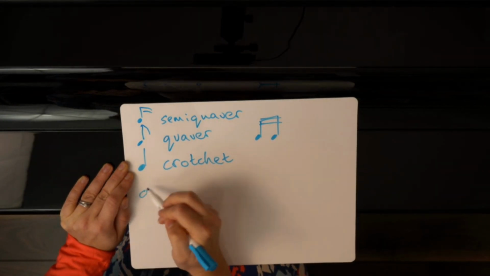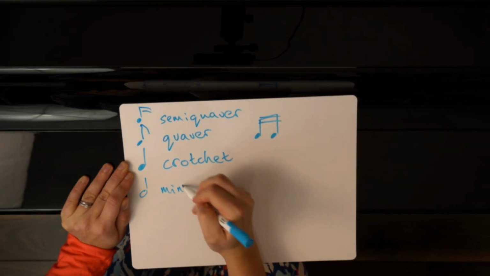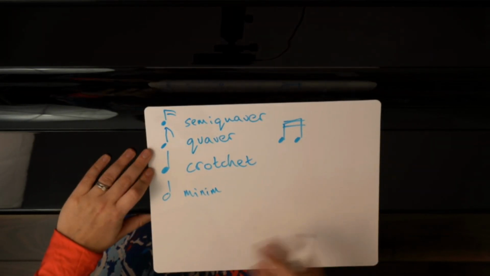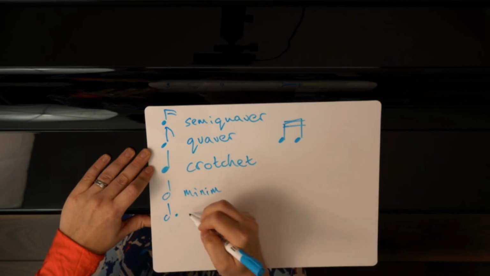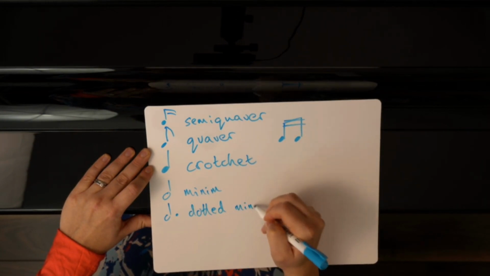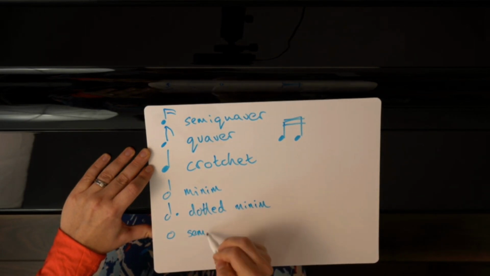Next up we have no coloring in the middle, and that's a minim. And then we have a dotted minim. That's 3 beats. And a semibreve, that's 4.